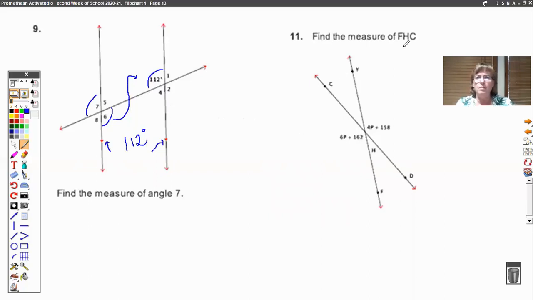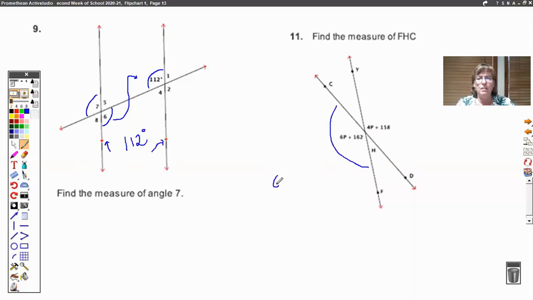The next one, they want the measure of FHC. FHC is this one right here, so this is what we're looking for. And we know that these are two lines that intersect. They create vertical angles, and we know vertical angles have the same measure.